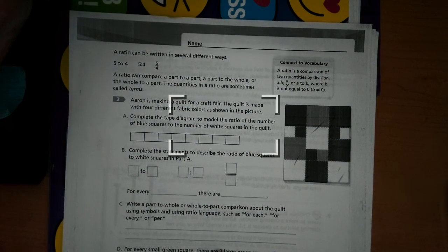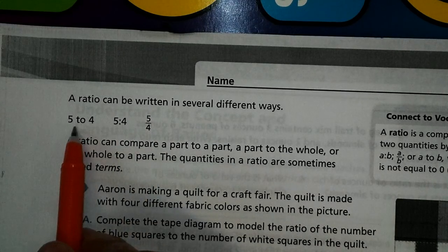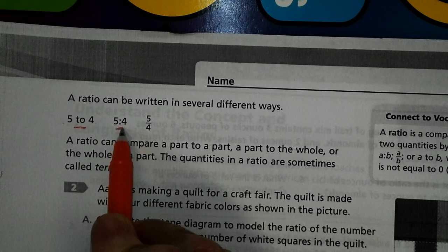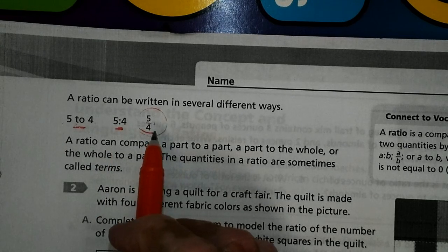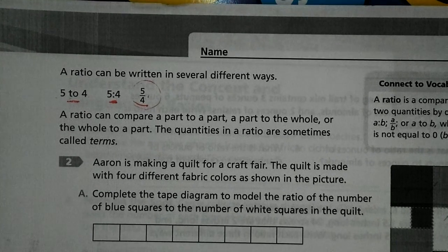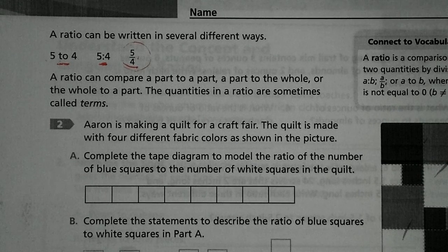All right, so the 3 ways that we can write a ratio. You can use the word to, so 5 to 4. We can use a colon, or we can use the fraction, which is probably the most often way that you will see me using the fraction. Okay? All right, so it says a ratio can compare a part to part, a part to whole, or a whole to part, which is what we've been doing so far.